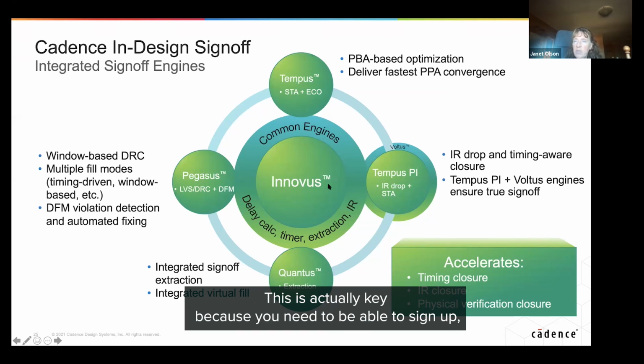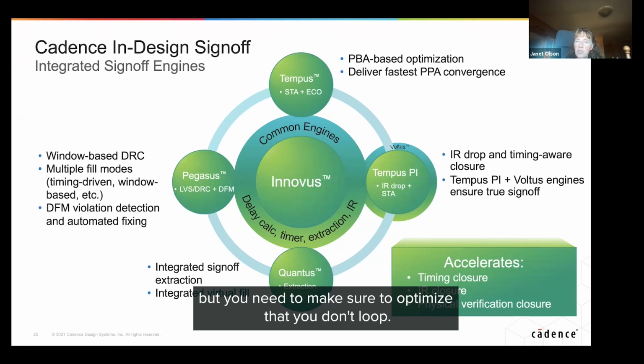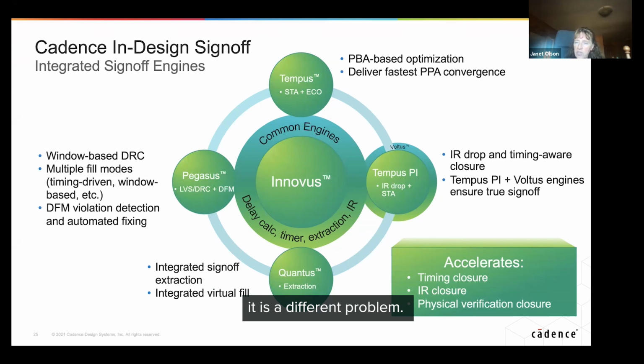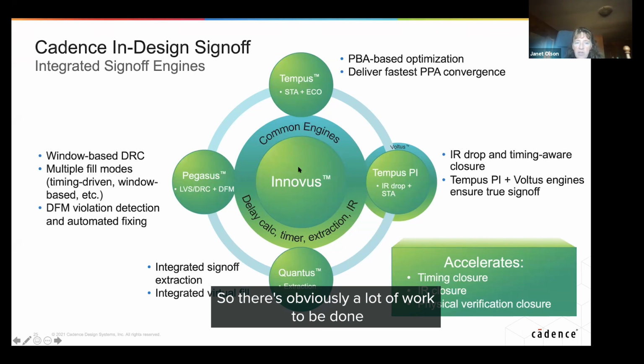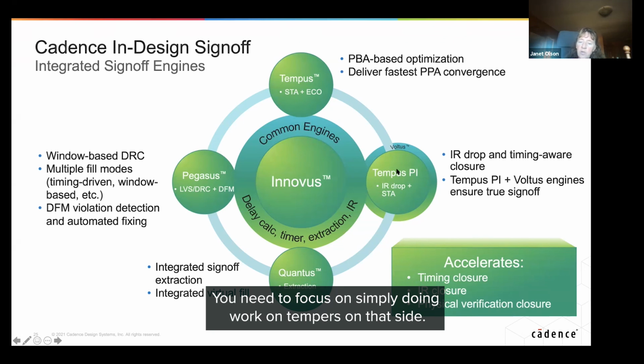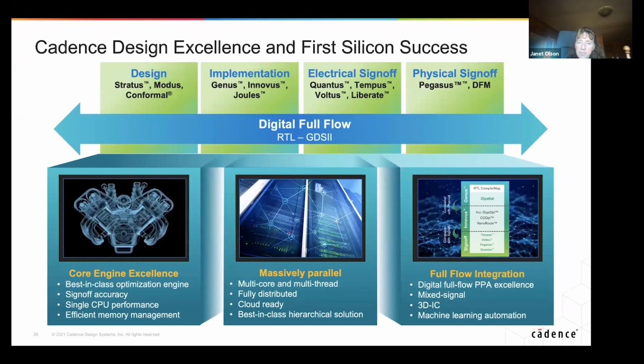This is key because you need to be able to sign off, but you need to make sure that as you optimize, you don't loop. If you try to fix something, you go back later and find out that there's a different problem. So there's obviously a lot of work to be done in all of these for different effects. As we see now, aging is a new thing we need to focus on, so we're doing work in Tempest on this side.